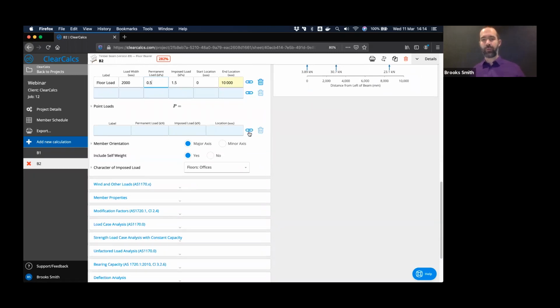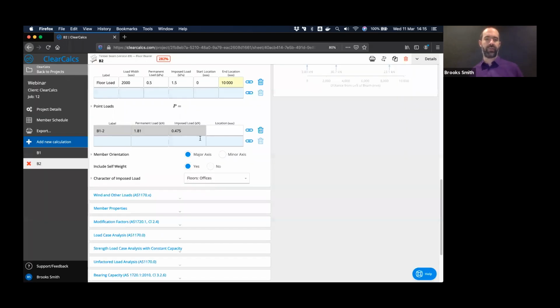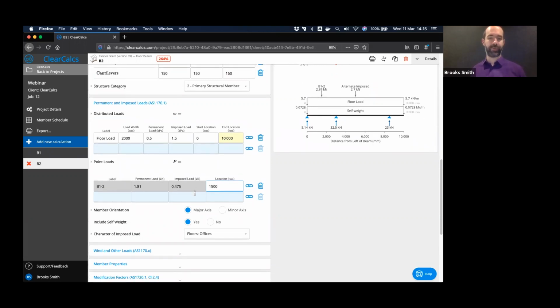We said, however, that we're going to put our beam from the first example on top of this one. Now that wouldn't usually happen. You wouldn't usually have a roof bearer on top of a floor bearer, but just to show how this would work, I will link to reaction, click on that chain link icon next to point loads, select the location of the support. We said that was going to be located at a location of 1.5 meters along the beam. And now we can see that the load from our other beam is now on here. You can see on the diagram of all of our loads there.